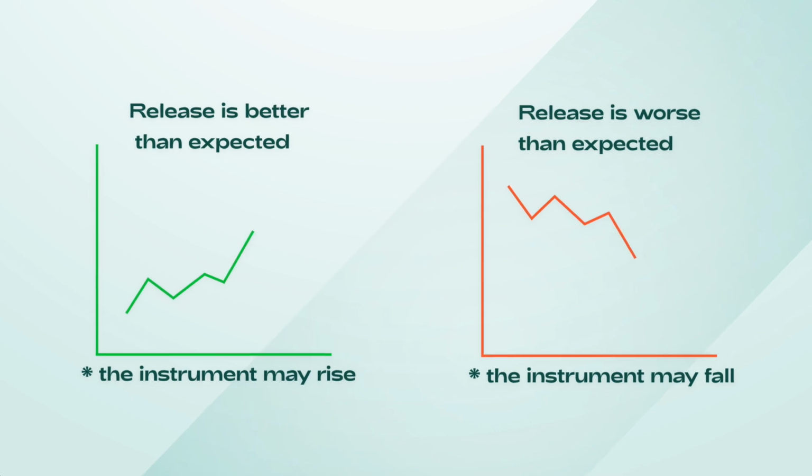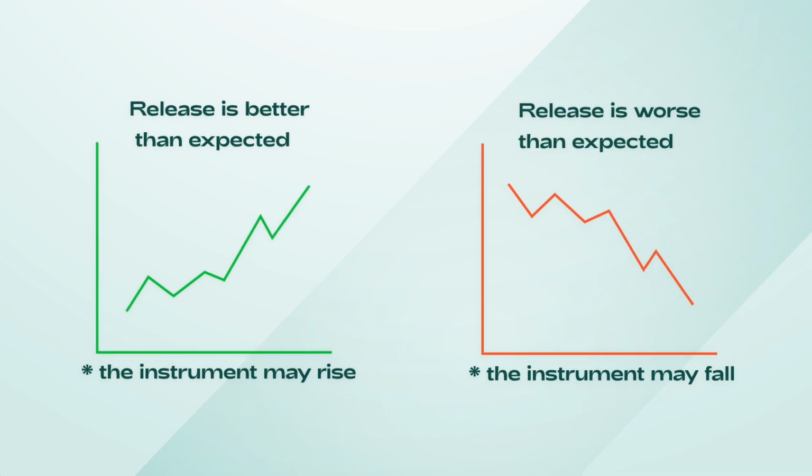If the indicator is better than the forecast, the currency will rise. Thus, you need to buy this currency against others. If the indicator is worse than the forecast, the currency will fall. That is, you need to sell this currency against others. Don't forget to close an order at an important level and set a stop loss.